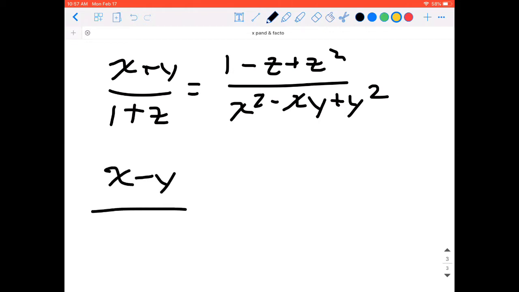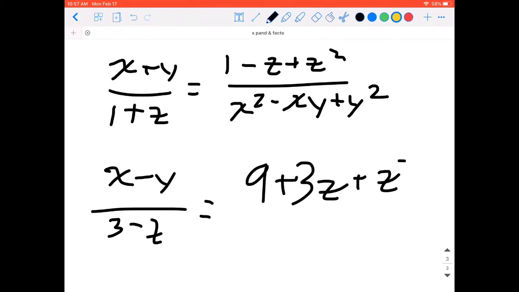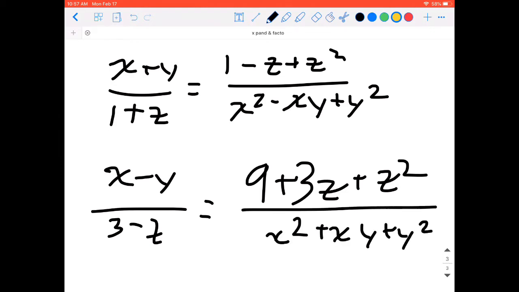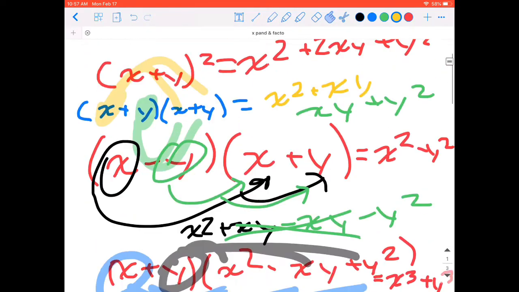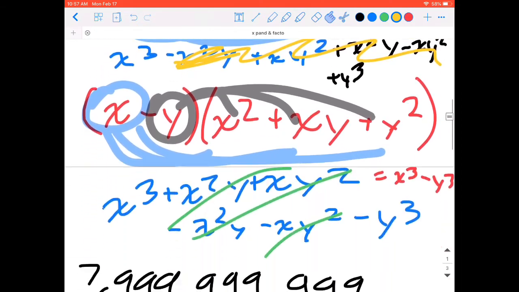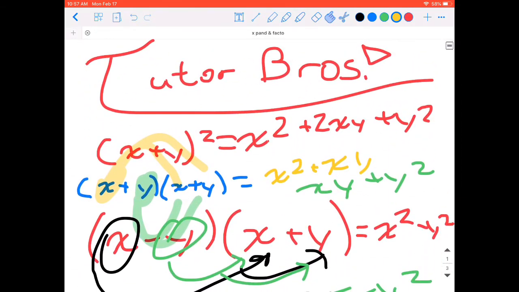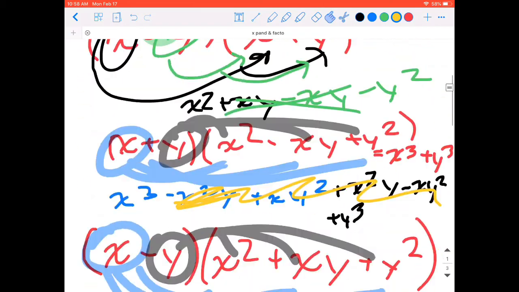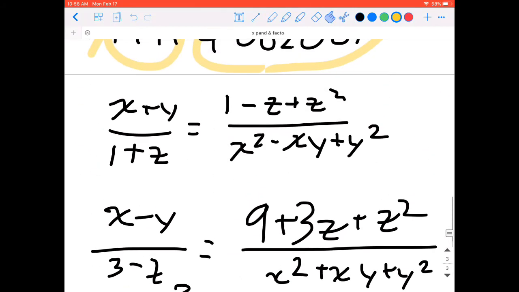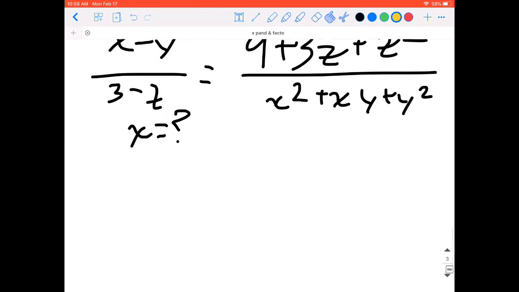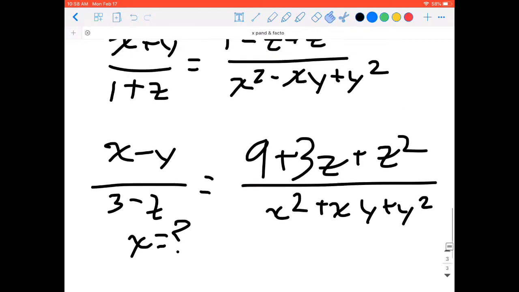x minus y over 3 minus z equals 9 plus 3z plus z squared over x squared plus xy plus y squared. And so what is x? Well, if we scroll back up to our expansions, our special factorizations, then we can see that if we cross multiply, and I didn't memorize the question.